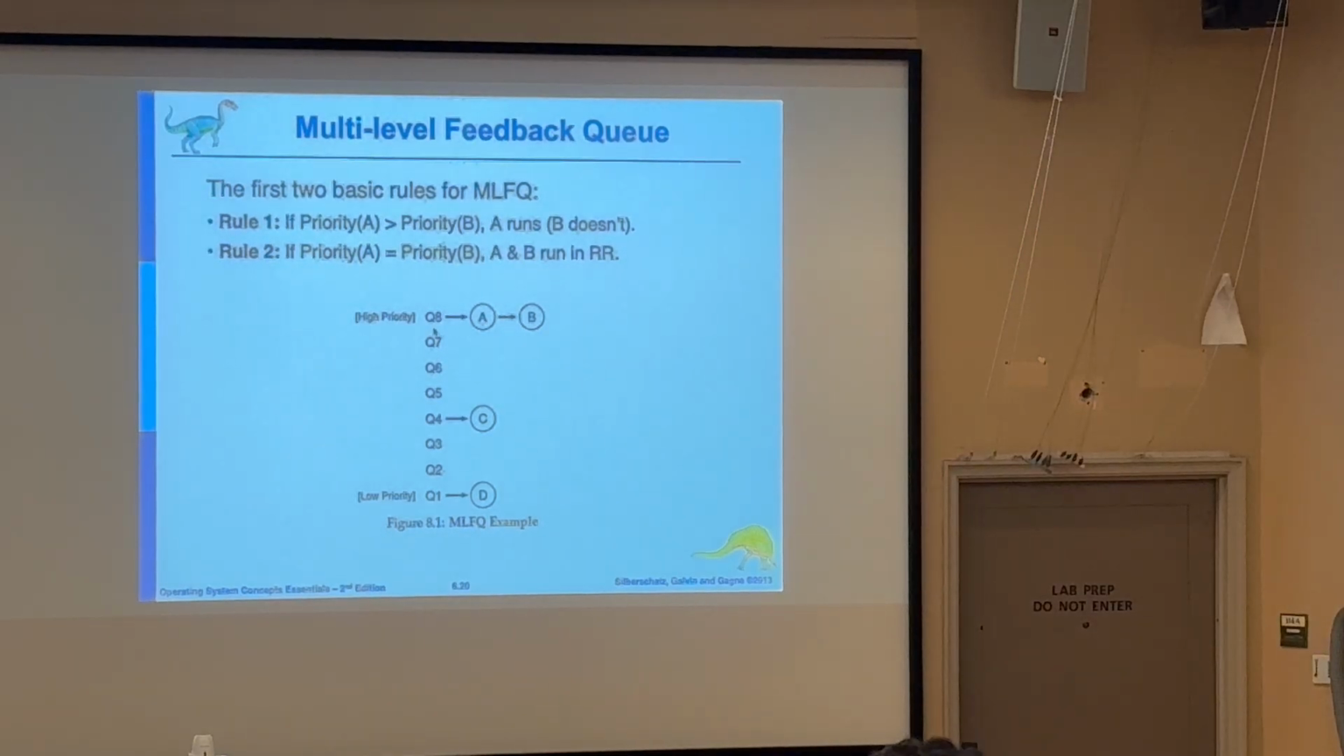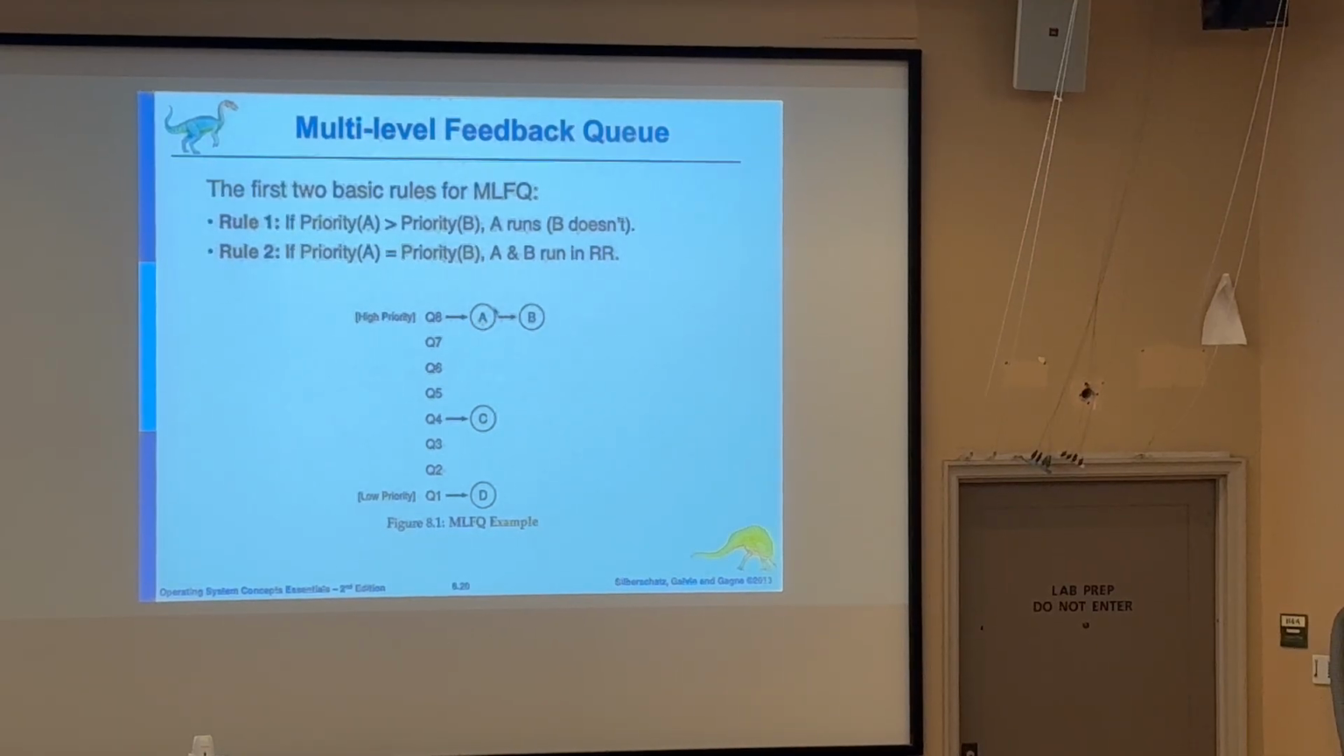For example, you have 8 queues, and Q8 has the highest priority. Let's give it priority 8. Q7 has priority 7, and Q6 has priority 6. All the processes in a queue have the same priority.